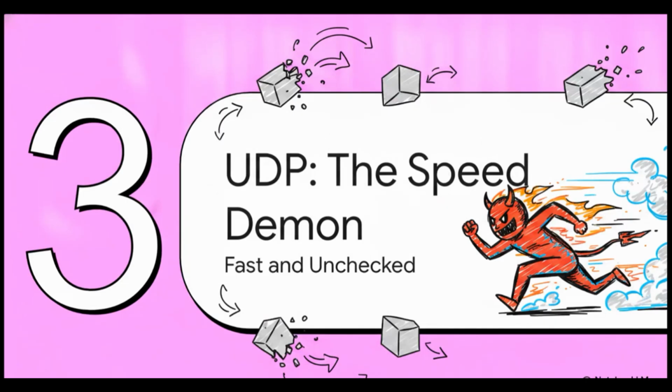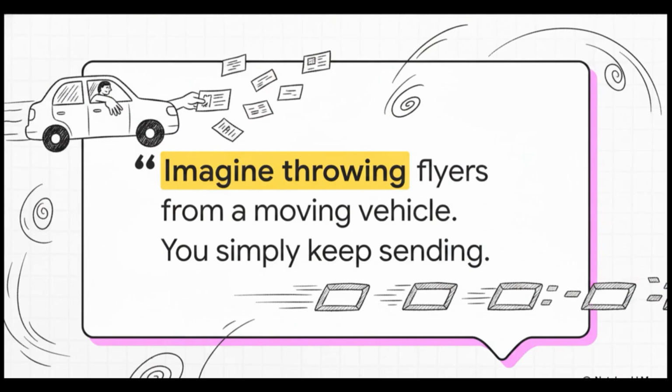Section 3. UDP, the speed demon. Fast and unchecked. Now, what if you just don't have time for handshakes and return receipts? If TCP is our careful courier, well, UDP is an entirely different beast, where speed is literally the only thing that matters. Just imagine throwing flyers out the window of a moving vehicle. You just simply keep sending them.